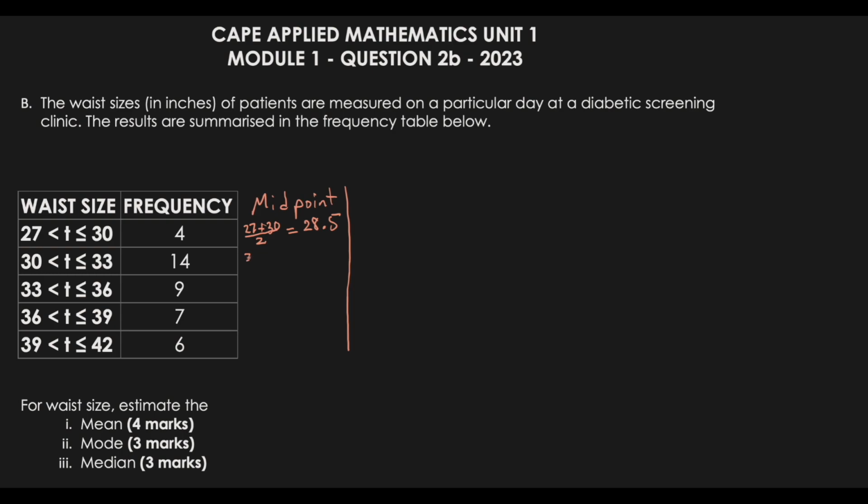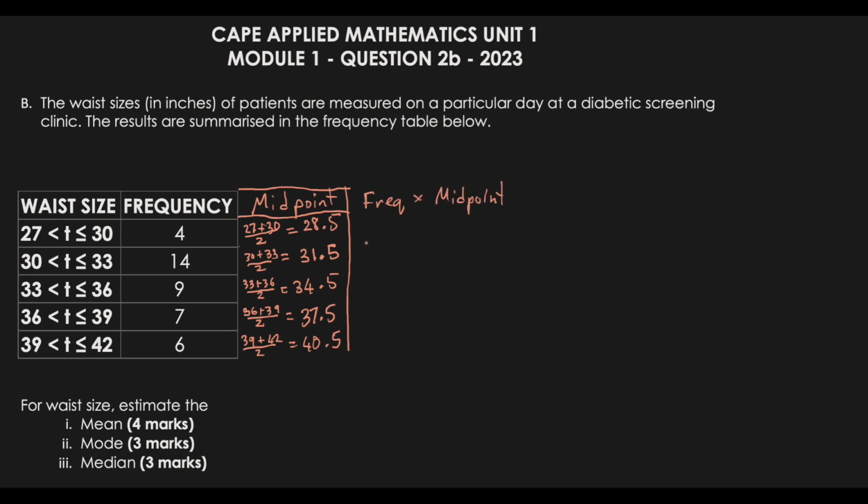We have 30 plus 33 divided by 2, so that would give us 31.5. This one would be 33 plus 36 divided by 2, which would give us 34.5. This one here would give us 36 plus 39 divided by 2, which is equal to 37.5. And then the last one, we have 39 plus 42 divided by 2, which would give us 40.5.